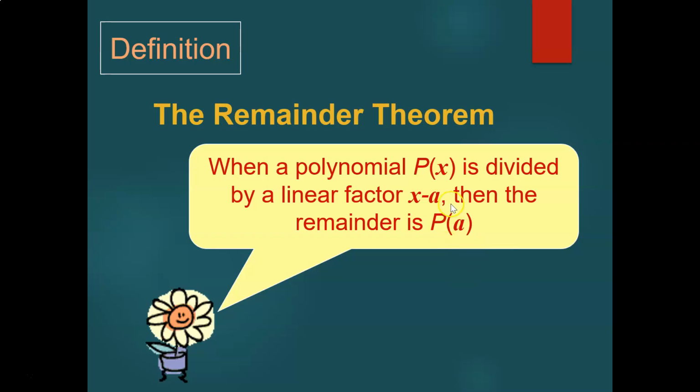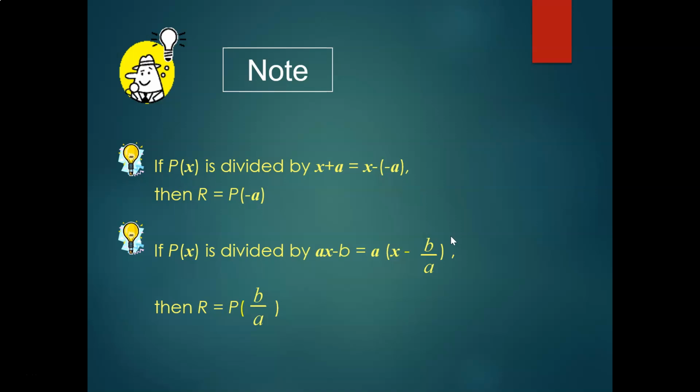So the key point here is a linear factor x minus a. The remainder will become p(a), meaning that x minus a is your divisor, then you get a remainder p(a). If p(x) is divided by x plus a, this is also equal to x minus negative a, then the remainder will be p(negative a).